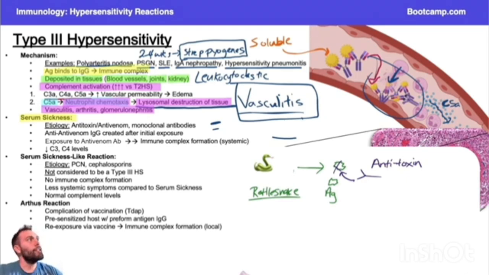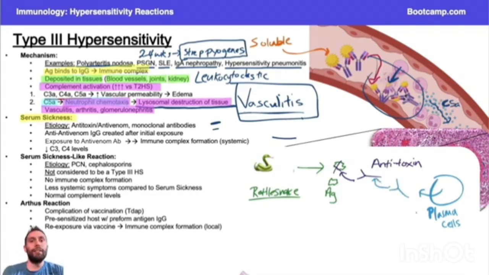Now, the patient may, in some situations, create antibodies to the antitoxin. So the patient might say, look, this antitoxin is foreign to me. I don't recognize this antitoxin. So the body might start to make antibodies, right? The plasma cells eventually will get wind of this, and they'll start pumping out antibodies to the antitoxin. These antibodies will try to bind to the Fc portion of the antitoxin.